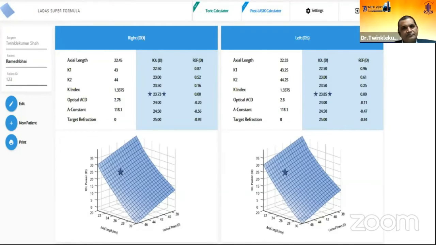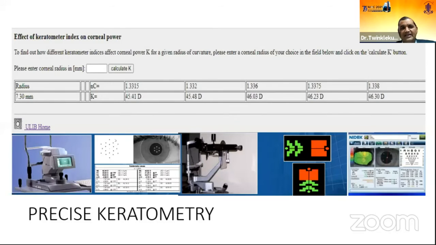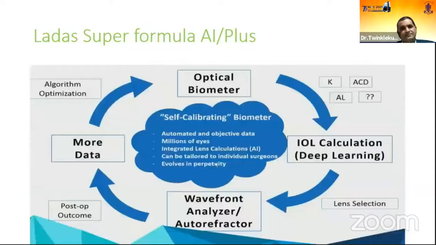This is very easy and convenient to understand also. Another thing is that the Ladas Super Formula has introduced a newer version, 1.0b, and that includes the device refractive index factor. The device refractive index factor accounts for the fact that different devices measure the refractive index differently. And that has now been incorporated by this formula. So any inter-instrument variability of the corneal index has been eliminated.